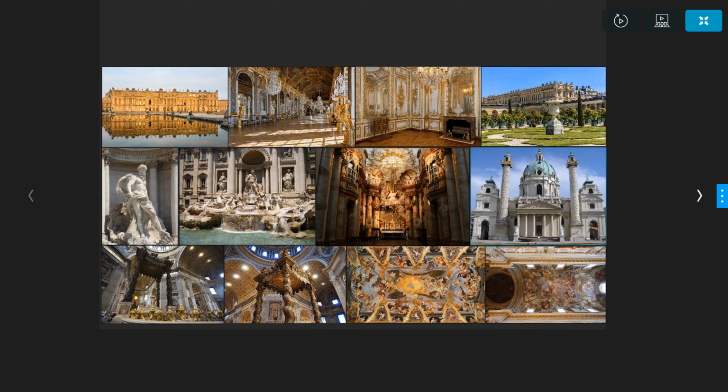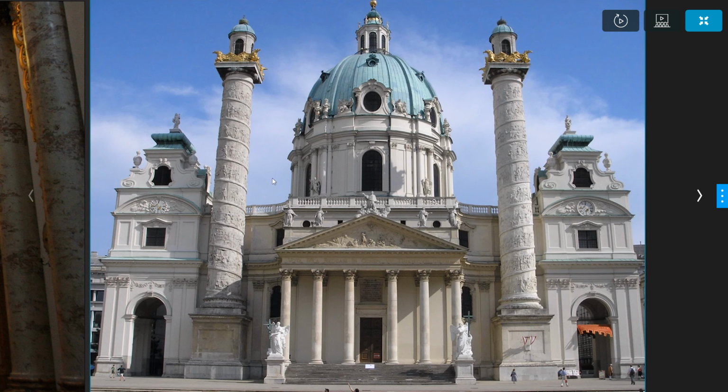Another aspect is twisted columns and high domes, and again, Karlskirche is a wonderful example of that, because you can see exactly that. You can see those twisted columns here. It's a totally fresh approach to how the columns are presented. You can see the high domes, the high main dome of the church itself right here.